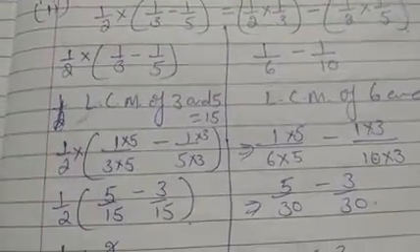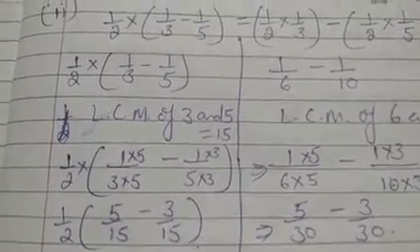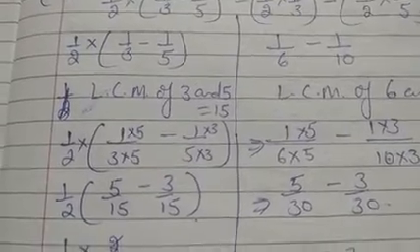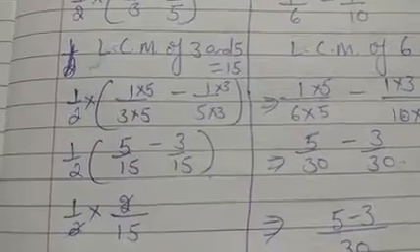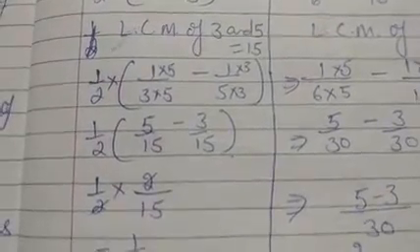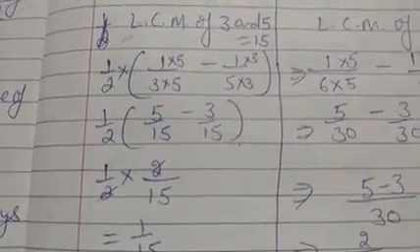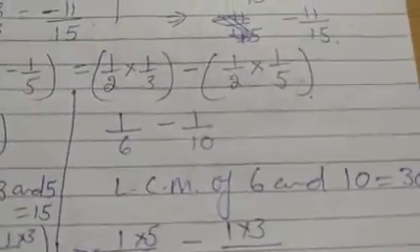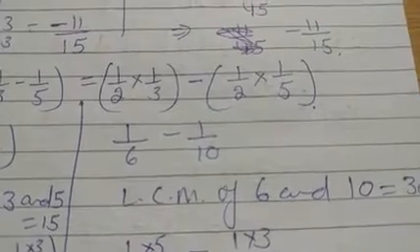Now make the equivalent denominator, like equivalent fraction, like 1 by 3 converted with denominator as 15 and 1 by 5 also converted with denominator as 15. Now here 5 by 15 minus 3 by 15, then 1 by 2 into 2 by 15. 2 and 2 cancel, and what is left? 1 by 15.